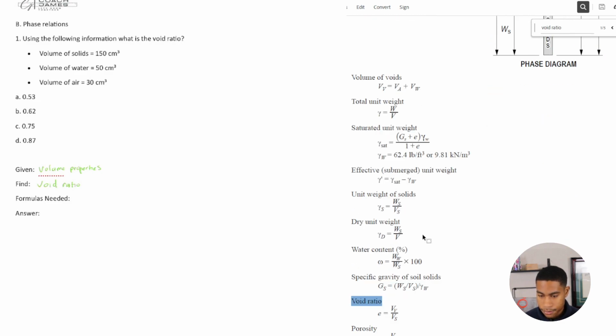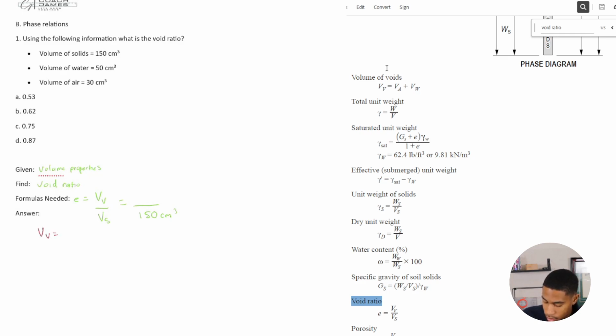So the formula I can start with is E, I'm solving for my E, is equal to volume of voids divided by volume of solids. Okay. Do I have my volume of solids? Yes. My volume of solids is 150 centimeters cubed. Okay. What about my volume of voids? Well, volume of voids, up here.